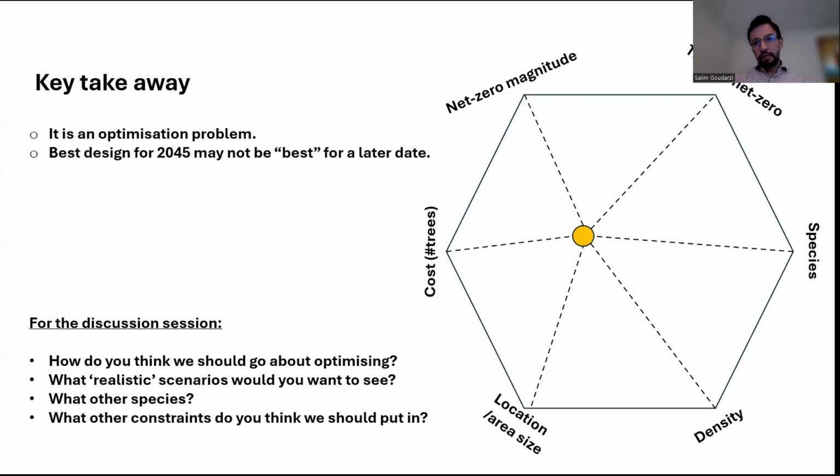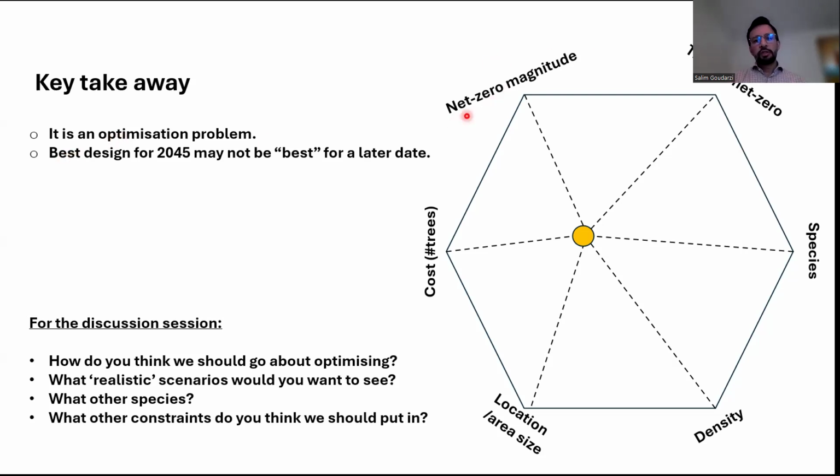So for me, the key takeaway from today's talk is that what I'm trying to show is that it's an optimization problem. I've put a schematic here of the factors I've considered, but this is not even half the number of variables and parameters that would go into the optimization, especially if you start bringing in socio-economic factors. But at the end of the day, the best spatial pattern of plantation is an optimization problem.